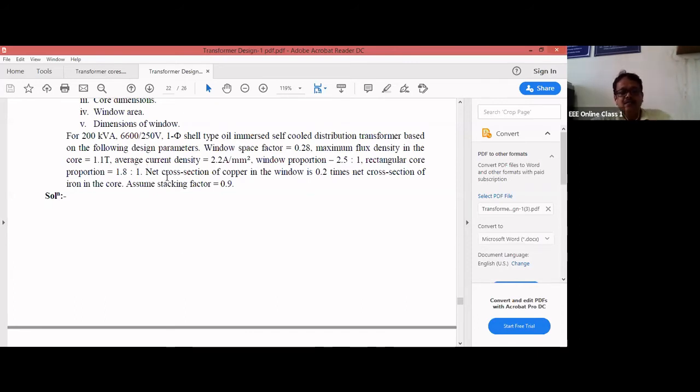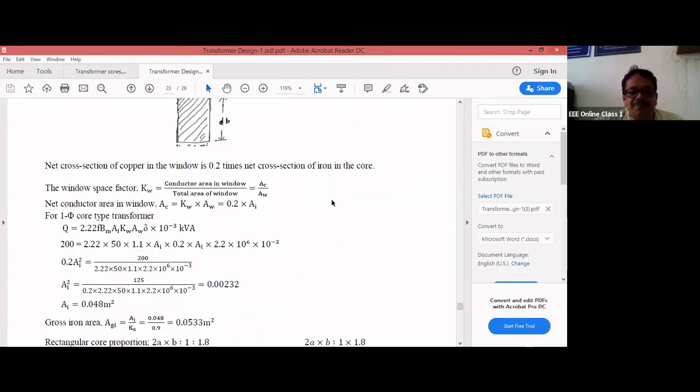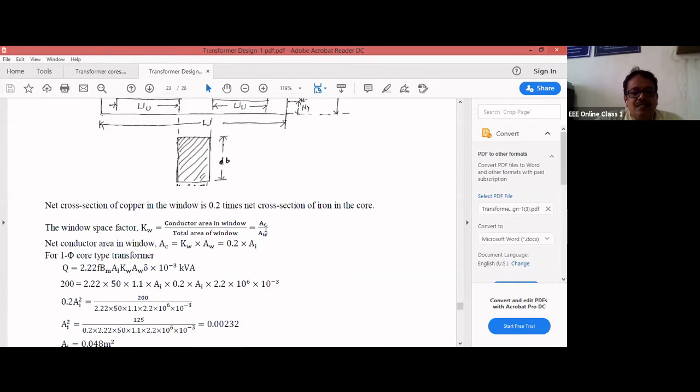Once again, the net cross section area of copper in the window is 0.2 times the net cross section of the iron in the core. That is the condition given. Assume stacking factor is equal to 0.9. This is a very important problem with respect to a shell type transformer. The condition is given that net cross section of the copper in the window is 0.2 times the net cross section of the iron in the core. You can use the same formula here.